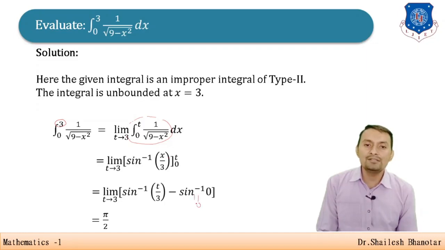But sine inverse 0 is nothing but 0. And for sine inverse t by 3, when we put t equal to 3, we get sine inverse 1. Sine inverse 1 is nothing but pi by 2, which is a finite quantity, and hence we can say this improper integral is convergent.